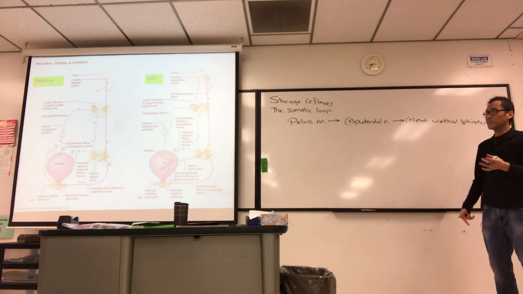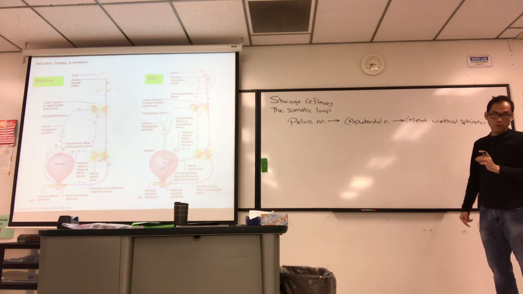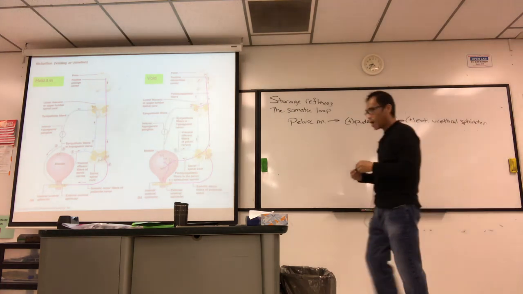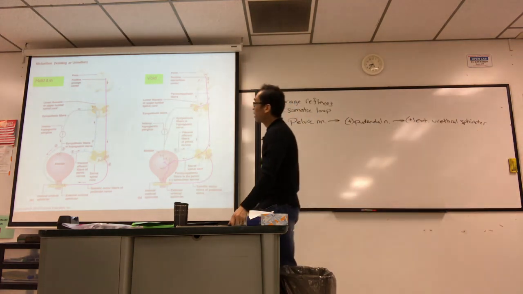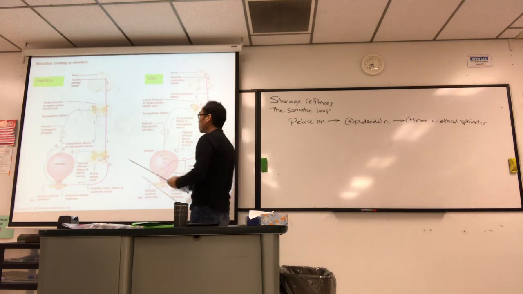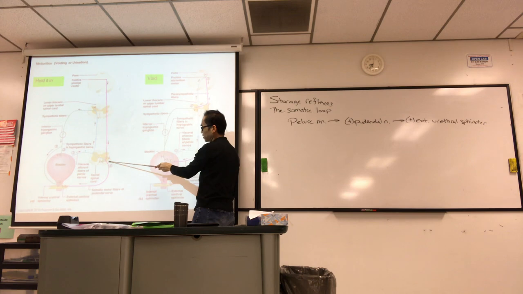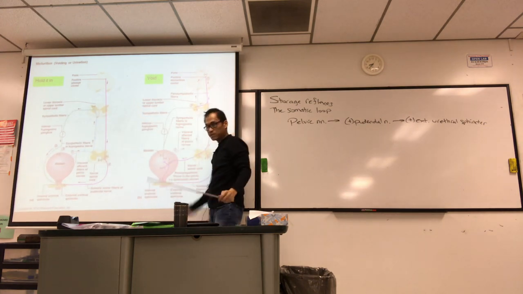If your bladder happens to be really full, this loop can receive conscious input from the brain, your pons. So look at the top there. There's like a line going down, and it's reinforcing the stimulation of pudendal nerves coming from the pons. Let's just say it's from the brain.